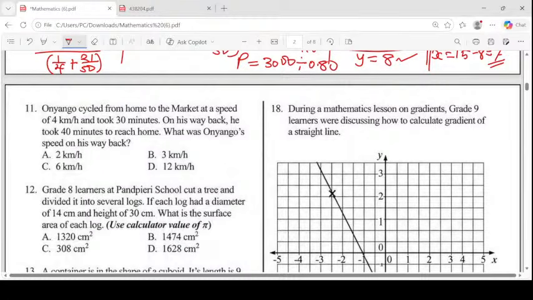Learners, allow me to proceed to question number 11 of our discussion.